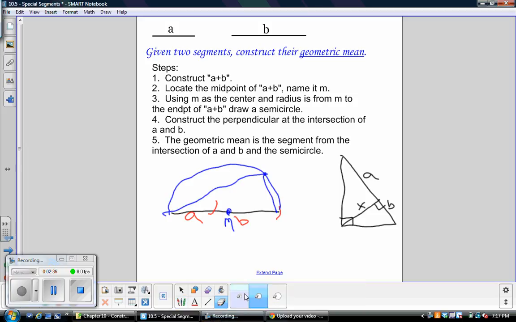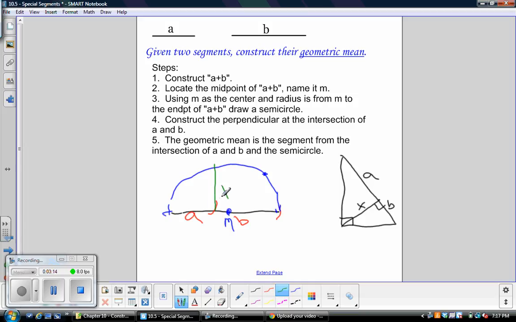What you're going to do next then is you're going to construct the perpendicular at the intersection of A and B. So here, at the intersection of segment A and segment B, you're going to construct the perpendicular up. And again, you're constructing the perpendicular using your compass and straight edge. That is our geometric mean.